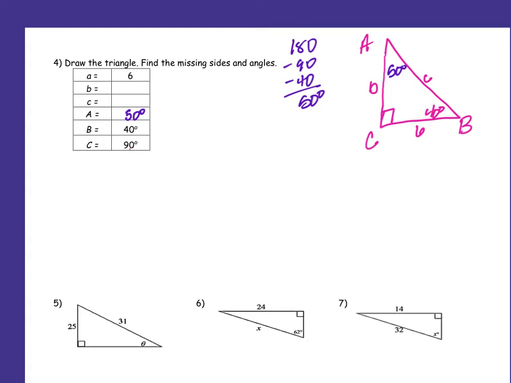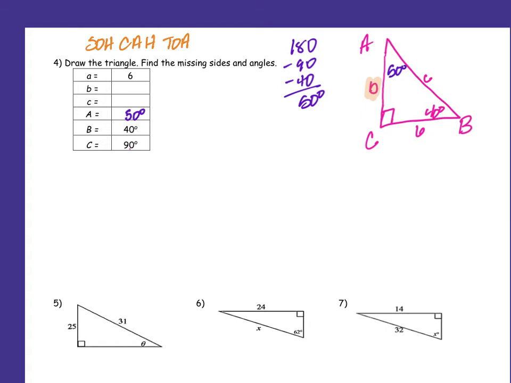And let's try and get a highlighter and not the eraser. So I'm going to start with finding B. Again, I'm going to use SOH CAH TOA. And I need to decide which angle to use. That's the other very important issue. Let me say this first of all: I cannot use the 90-degree angle. I've got to use one of the other angles. It's got to either be the 40-degree angle or the 50-degree angle.